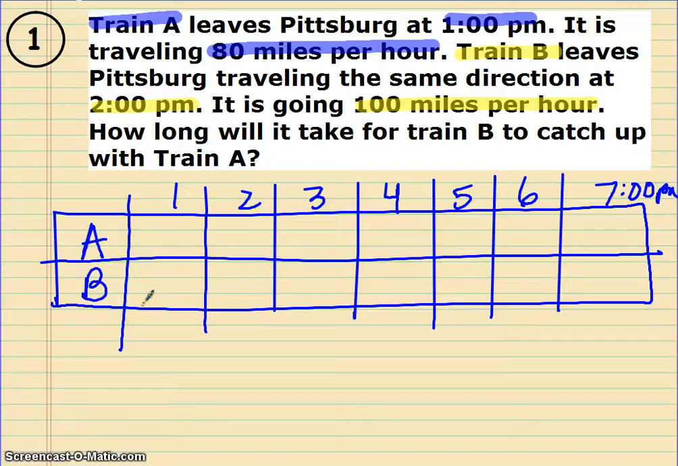Train A leaves Pittsburgh at 1 p.m. It's going 80 miles per hour. So at 1 o'clock, how far has Train A gone? 80 miles? No, nowhere. At 1 o'clock, Train A has gone nowhere. It's just leaving the station. At 2 o'clock p.m., it's gone how far? 80 miles, because now 1 hour has happened. So if you're going to label this as time of day, you can't do that.